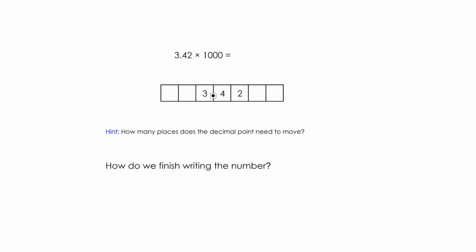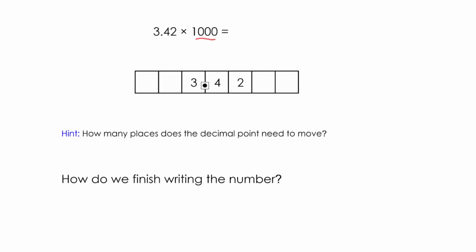So when you multiply 3.42 by 1,000, you don't have enough decimal places. So this is what you would do. You have 3 zeros, so that means 3 jumps. 1, 2, 3. Put a 0 there. How many places does the decimal need to move? 3, because there's 3 zeros. How do we finish writing the number? Well, I just showed you. Your answer is 3,420, and you must include the 0. Just for clarity, I would tell you to include the 0 at the end.